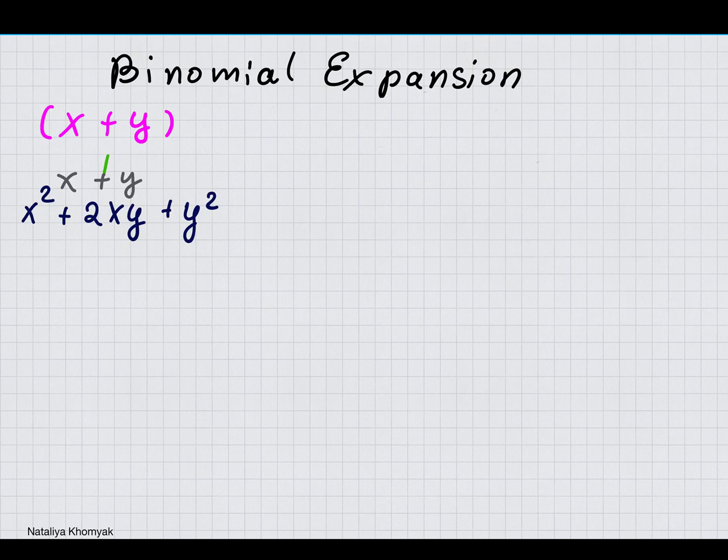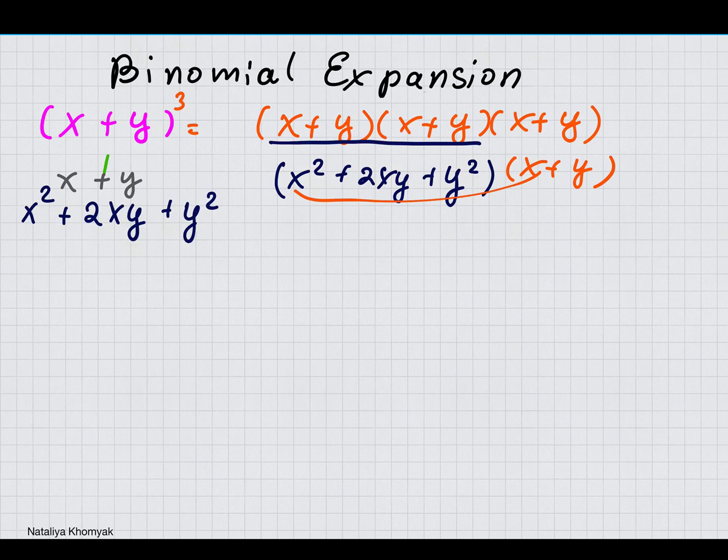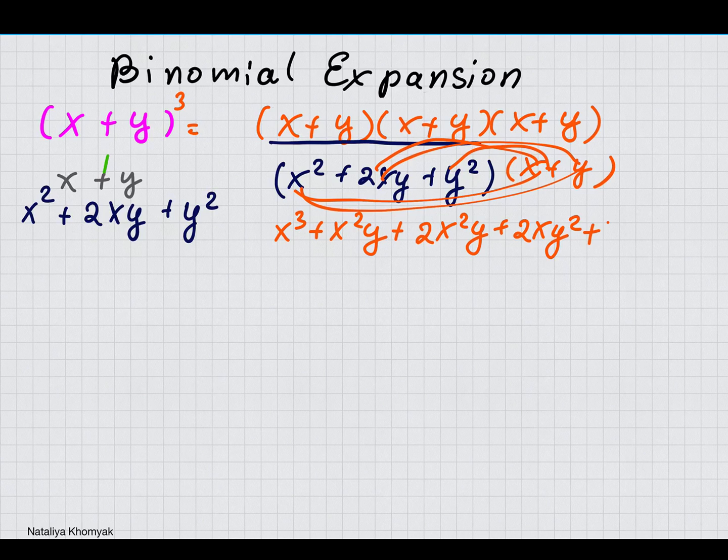Let's say next exponent is 3, which will be x plus y times x plus y times x plus y. This parenthesis times itself 3 times. We just did work for multiplying these two that amounted to be x to the second plus 2xy plus y to the second. We need to distribute this x plus y, so we get x to the 3 plus x squared y plus these two will give us 2x to the second y plus 2xy to the second plus xy to the second plus y to the third.